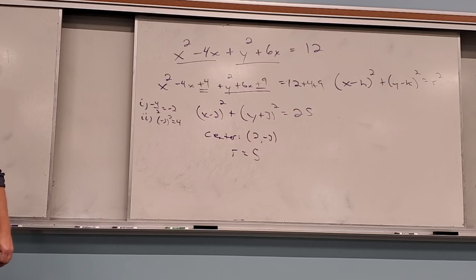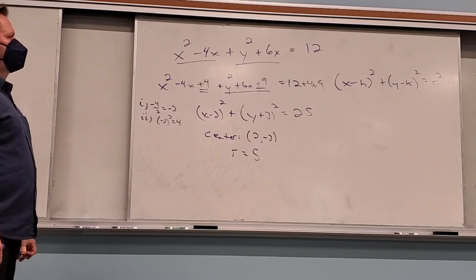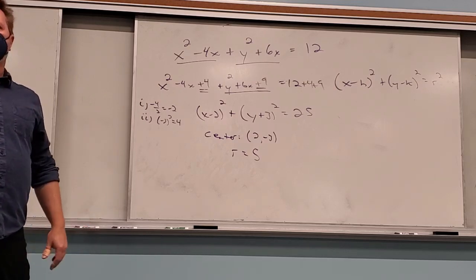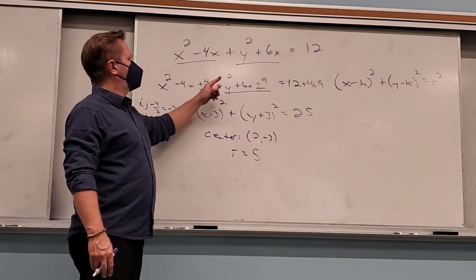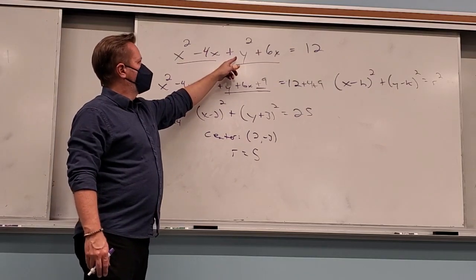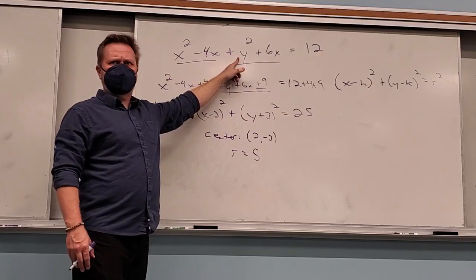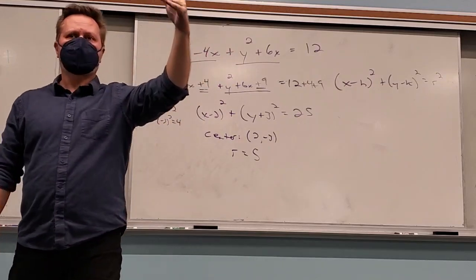How would I have made this an ellipse instead? What's the one thing I would have done that would have made this an ellipse? I could have put like a 9 right there, right? Do you see how you can tell it would be an ellipse then? Because the x squared and the y squared would not have the same coefficient, right?